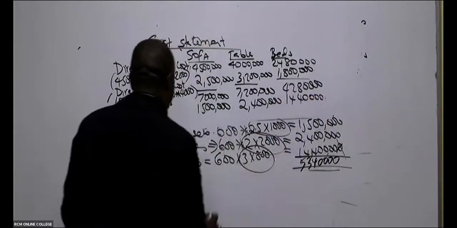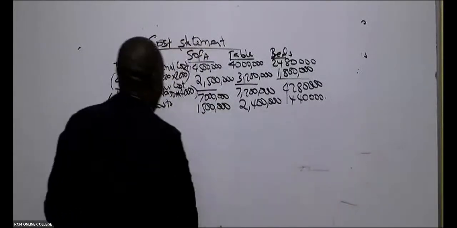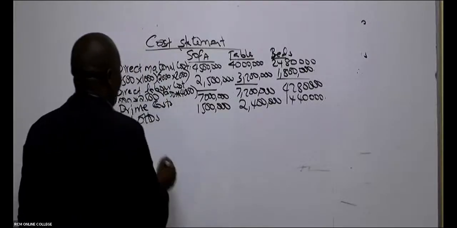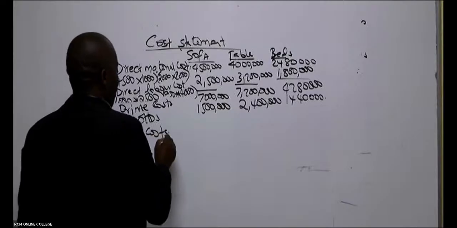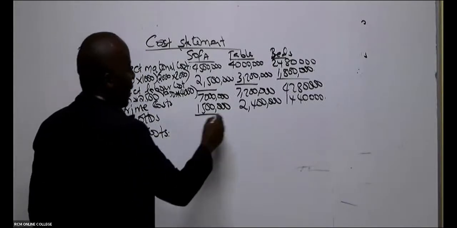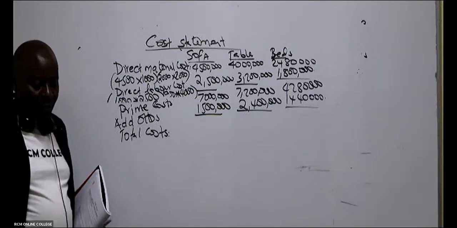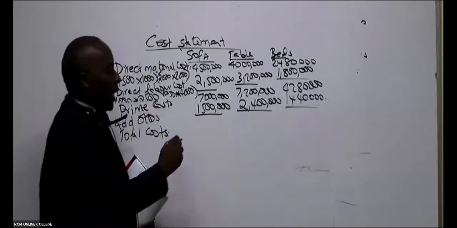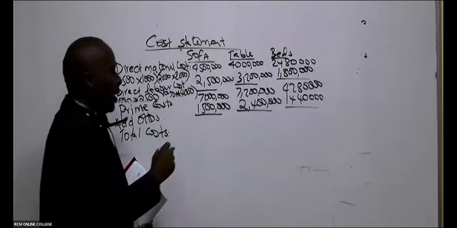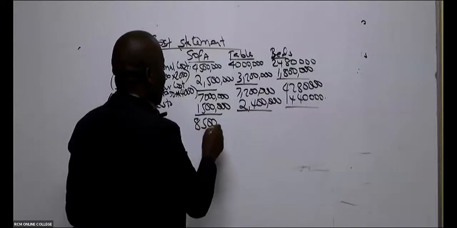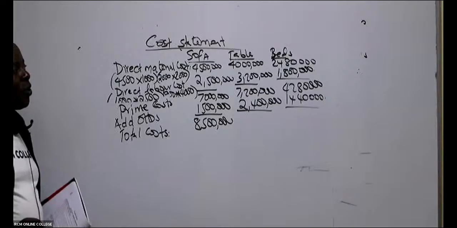40,000. That is it. So come and give us, ladies and gentlemen, what we call total costs. Total cost, now you're adding prime costs plus overheads. So you take 7 million plus 1.5 million. You give me an answer. Cynthia tells me, but Mwalimu, this is supposed to be 8.5 million. Correct. Sofa set, correct.